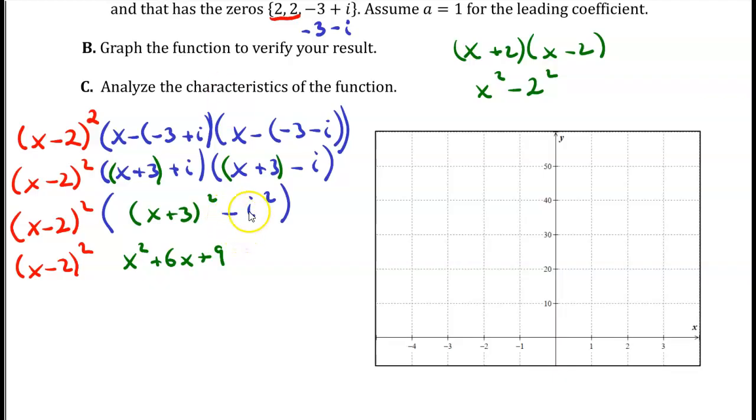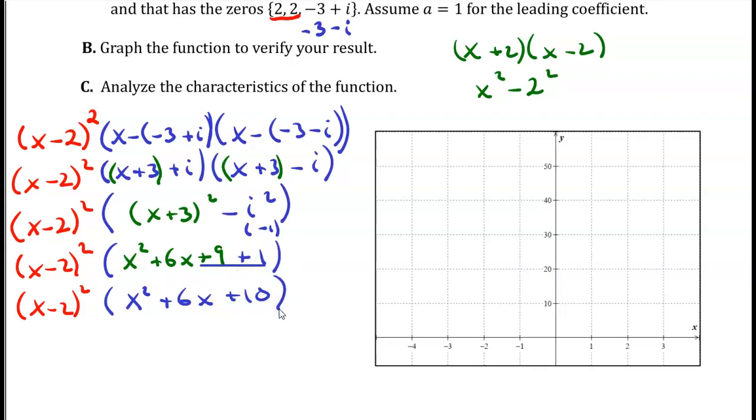And then over here we have minus i squared, right? Now you might remember i squared is the same as negative 1. So we're actually subtracting negative 1, so that's plus 1. So I'll do one more step and just simplify. x minus 2 squared and x squared plus 6x, and then these two together make 10. All right, and I'll leave that together.